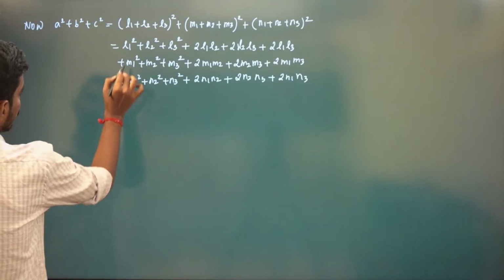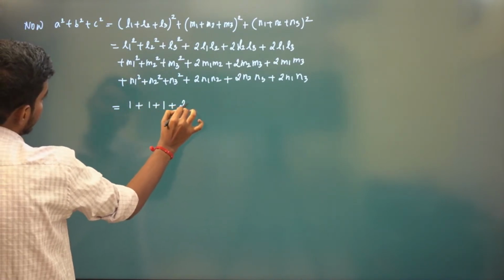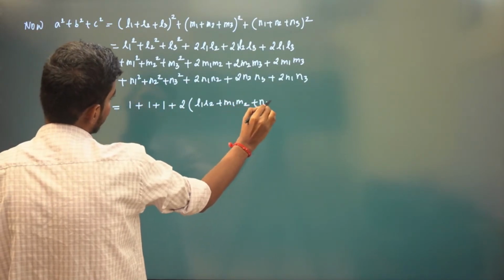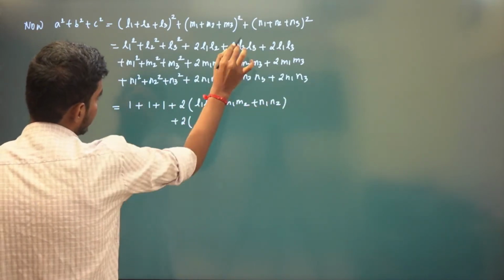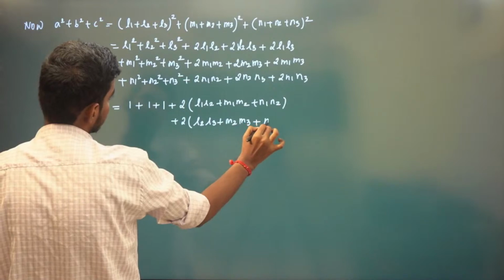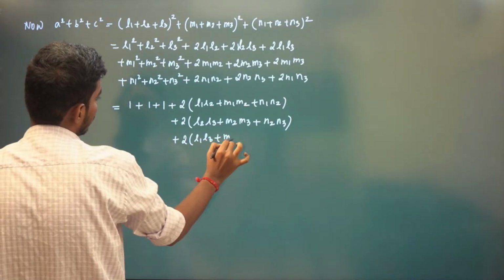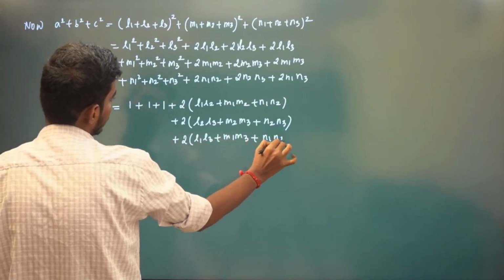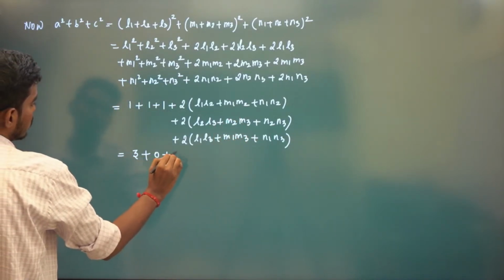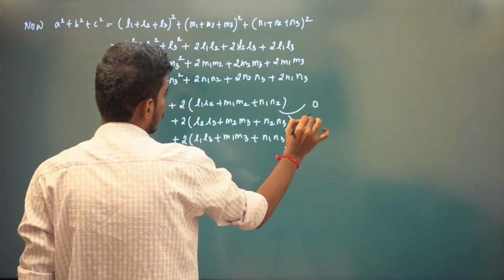So if I add it up, 1 plus 1 plus 1. If I take 2 outside, we will have L1 L2 plus M1 M2 plus N1 N2. And again if I take 2 outside here, we will have L2 L3 plus M2 M3 plus N2 N3. And again if I take 2 outside here, we will have L1 L3 plus M1 M3 plus N1 N3. This is 0, this is 0, this is 0. So we will have 3 plus 0 plus 0 plus 0. This will be 3 because all these are 0.